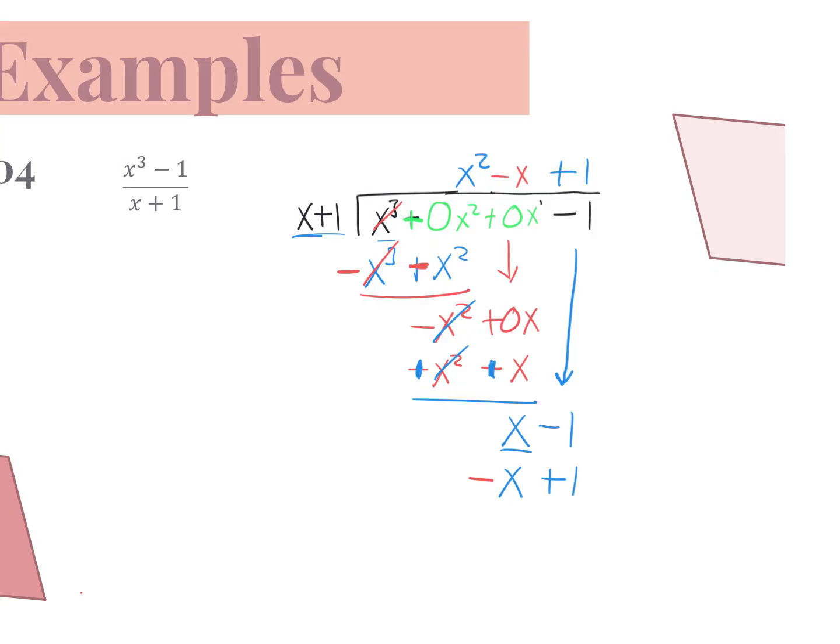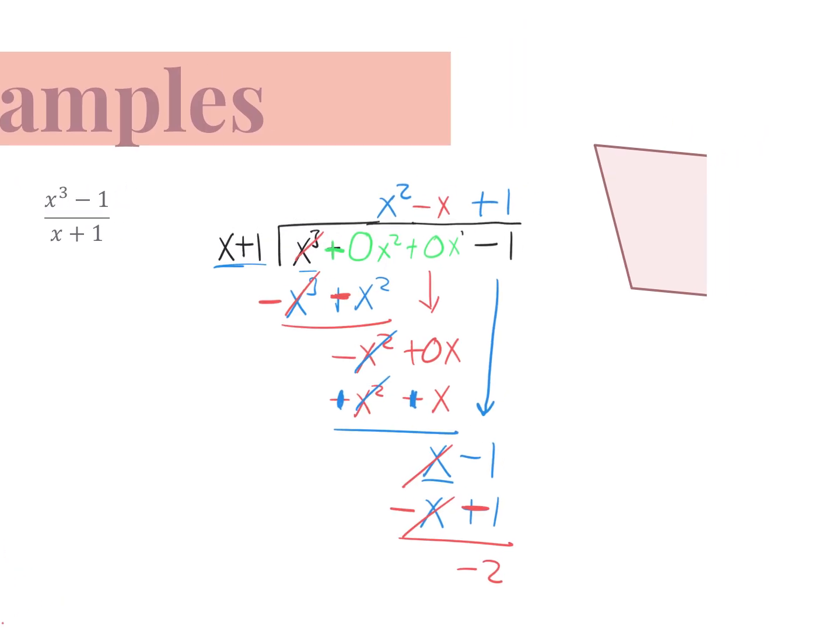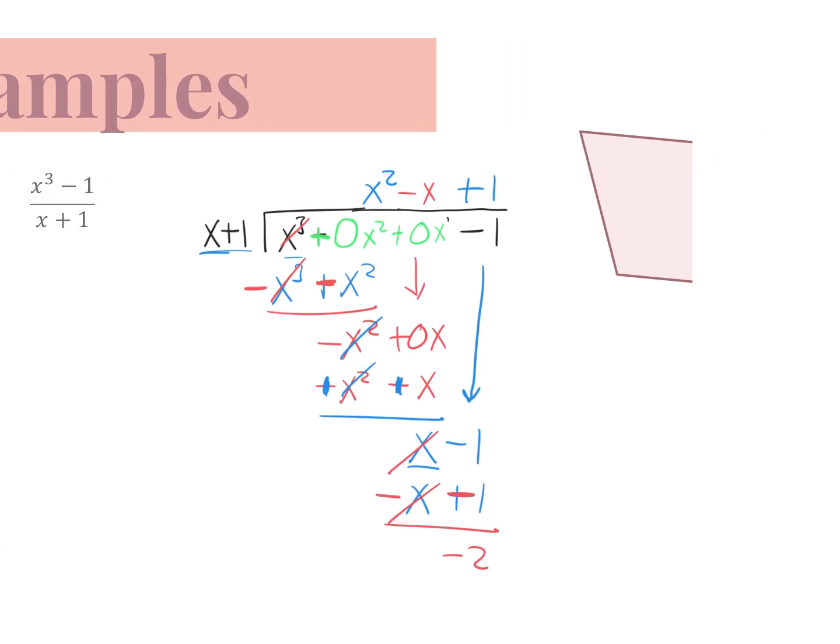Once again, subtract, change your signs, and that's going to cancel out these x's, and you're left with a negative 1 minus 1, which is negative 2. And then once again, this is your quotient up here. That's your quotient. But I need to have my remainder accounted for. So I'm going to have plus my remainder of negative 2 over my divisor. And then this right here, this is your final answer.